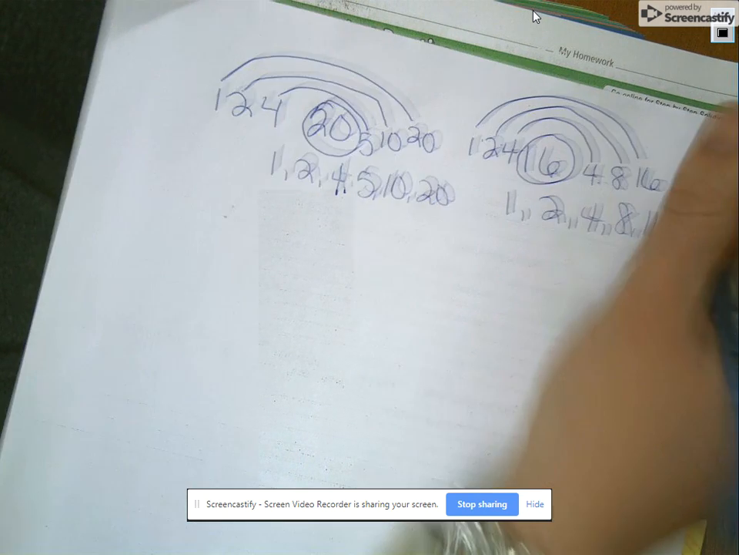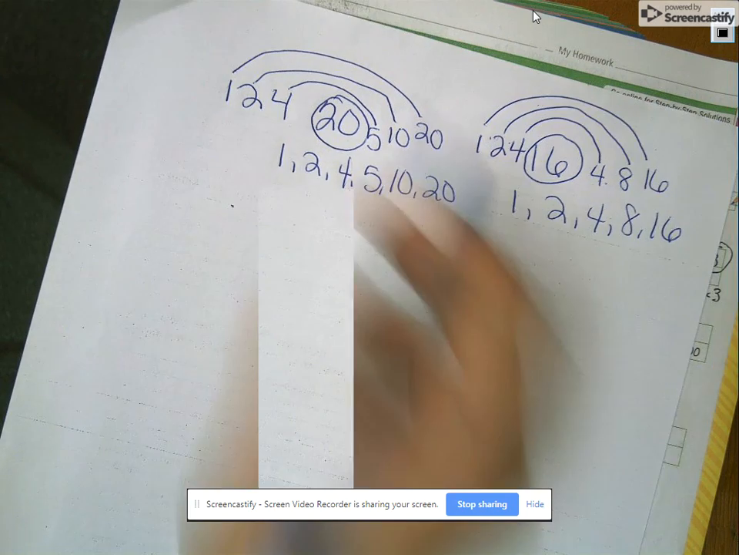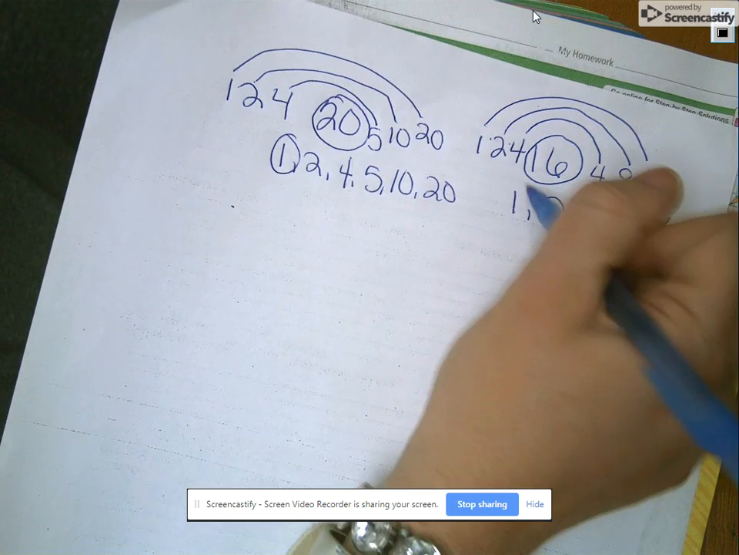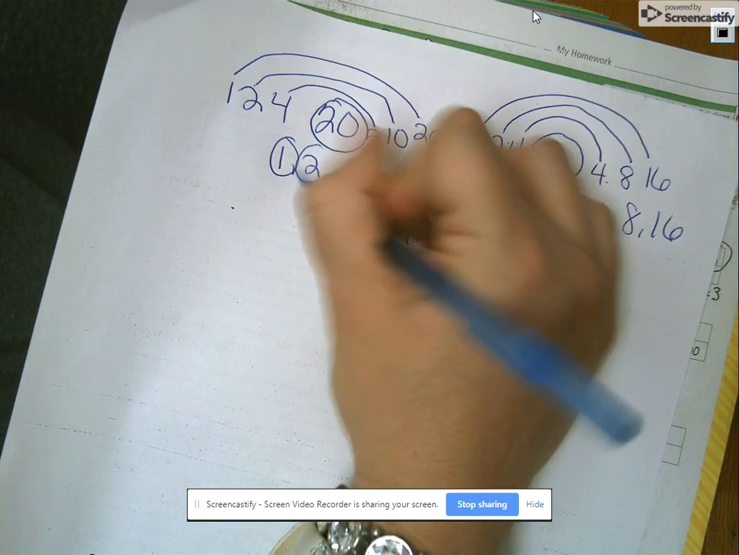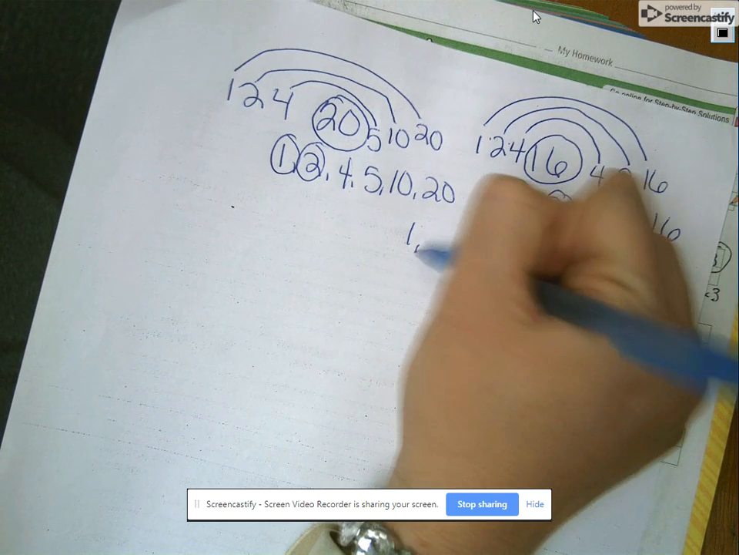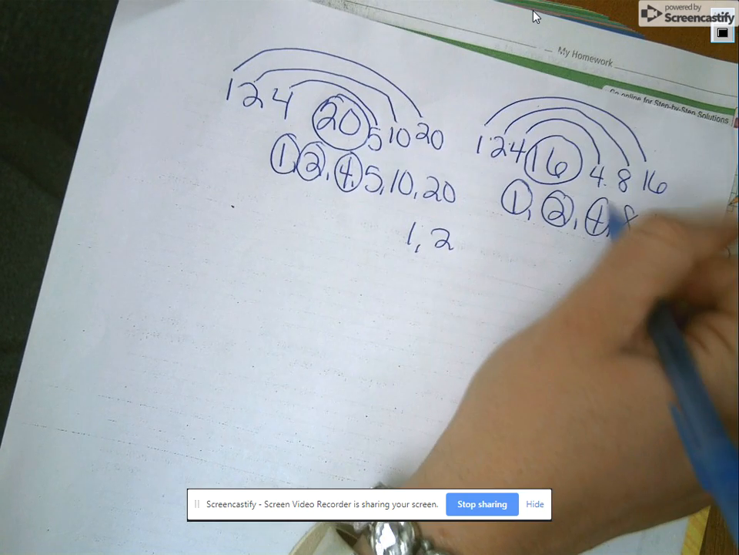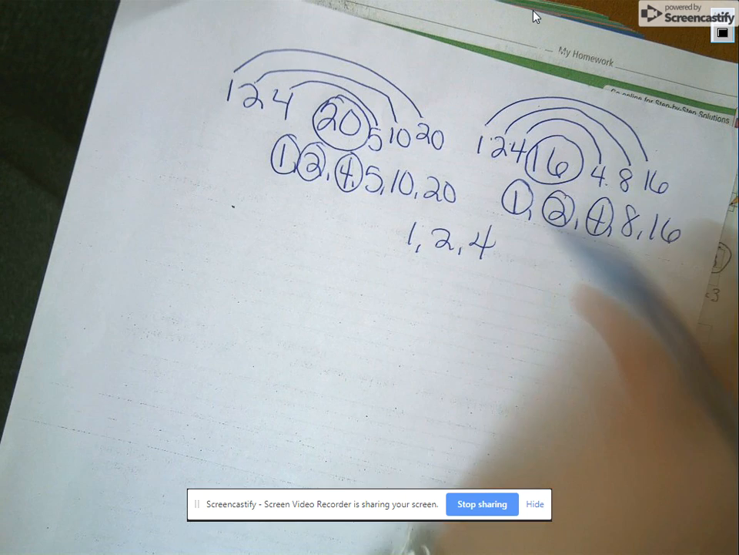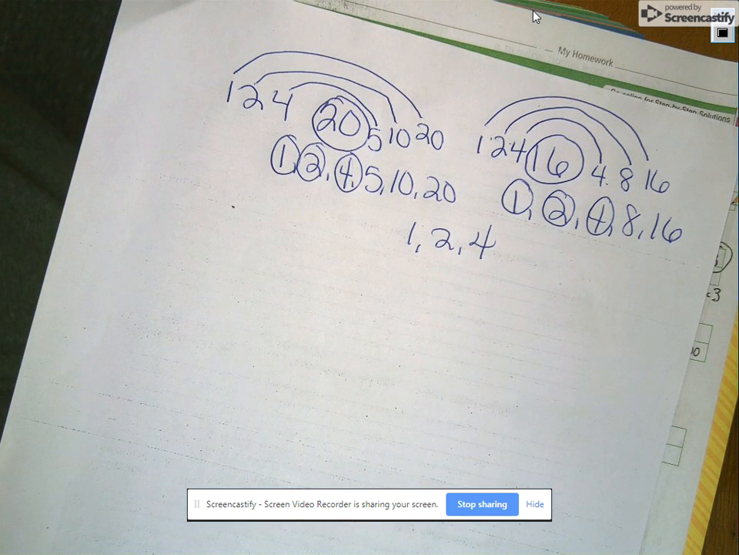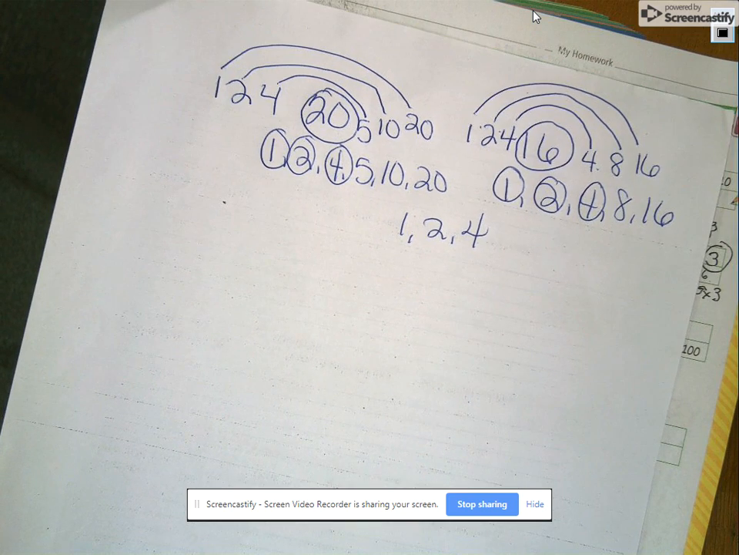Okay, so now I'm going to look and see what they have in common. Well, they both have a 1, they both have a 2, and they both have a 4. And those are the common factors of 20 and 16. Okay, please pause the video now to see if anyone has any questions.